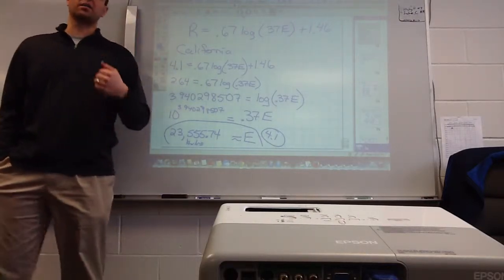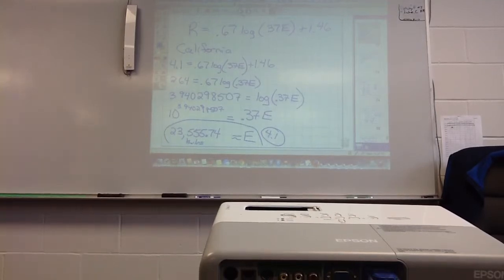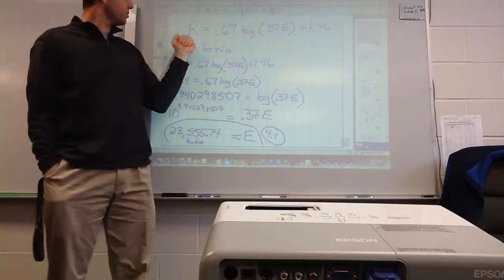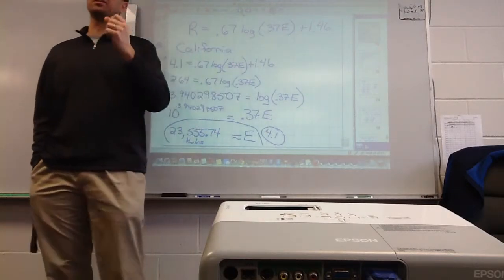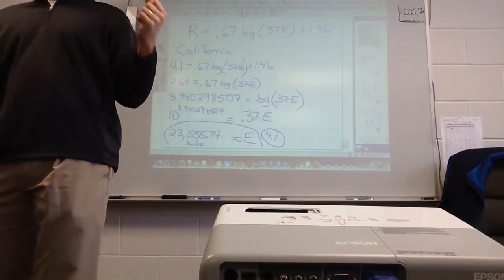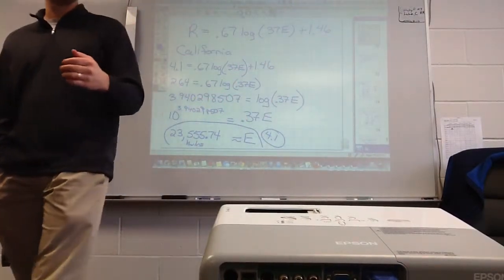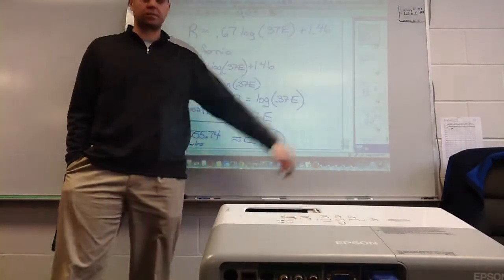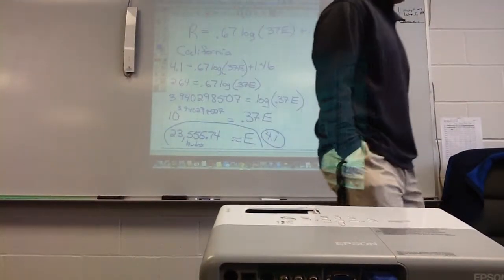What does it mean mathematically? What does it really mean when they say it was a Richter scale measurement of 5.5 or whatever, okay? Well, here's some math behind it. The Richter scale values are equal to 0.67 times the logarithm of 0.37 E, where E is the amount of energy released in that earthquake, okay? Obviously, the more energy that's released, the more damage it's going to be able to do, plus 1.46.